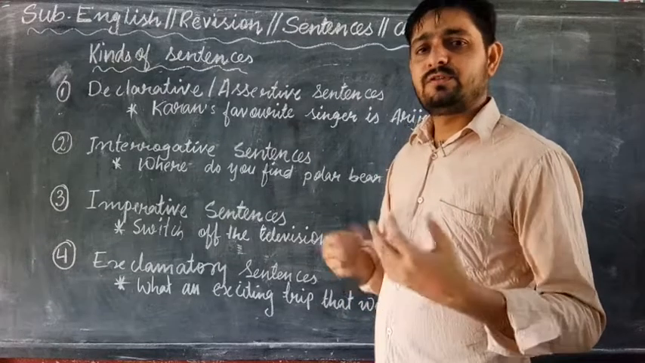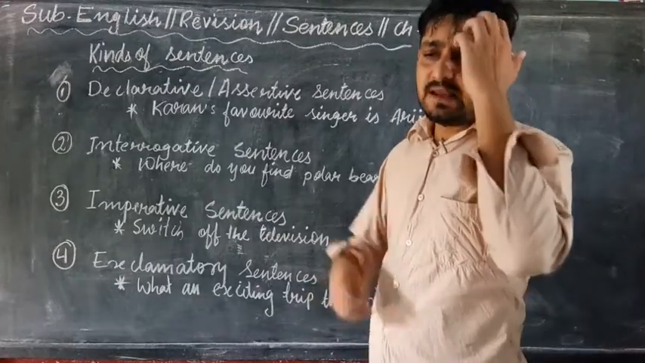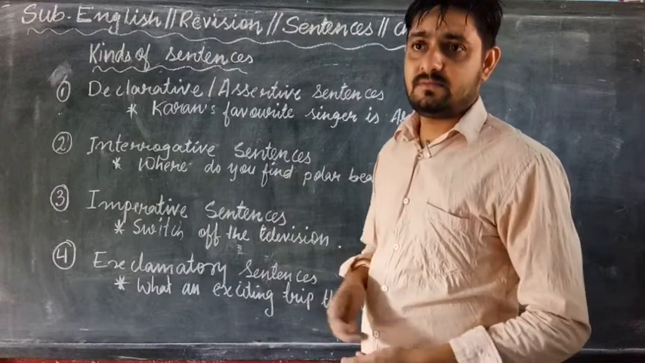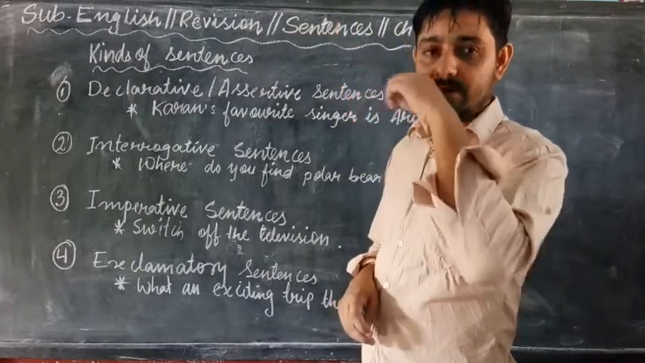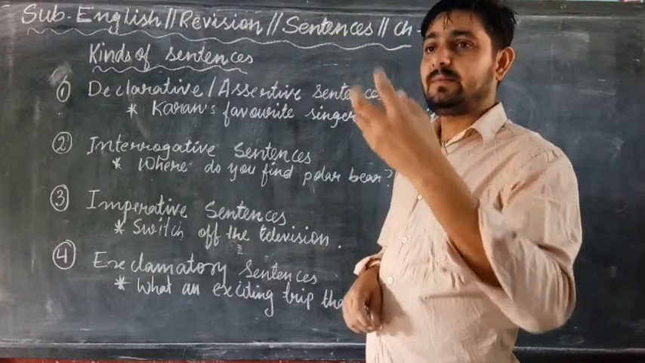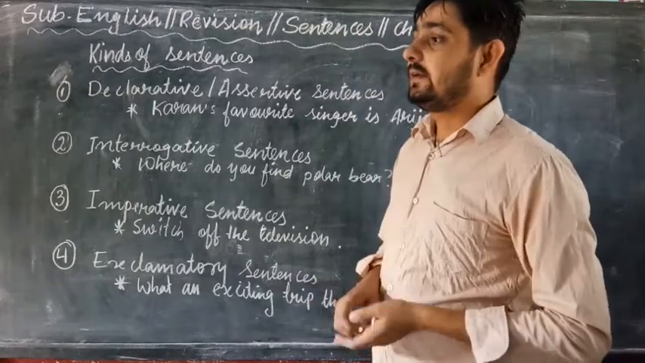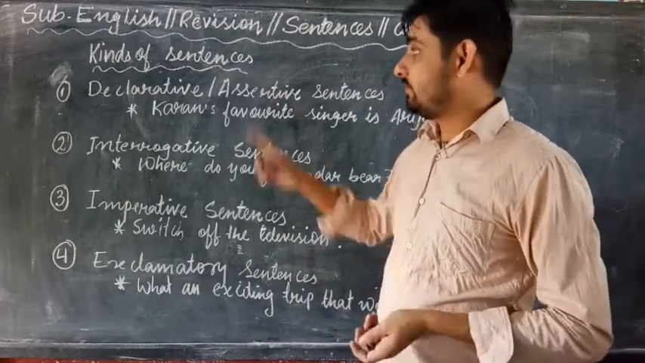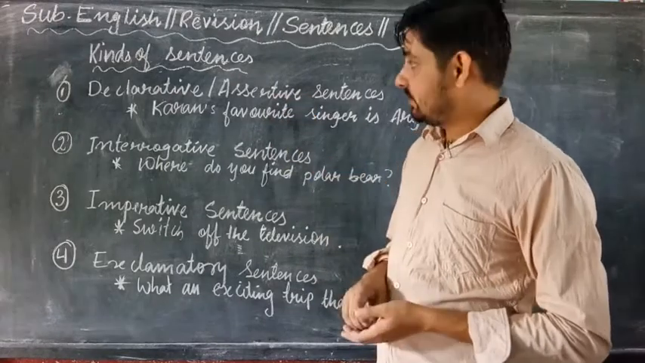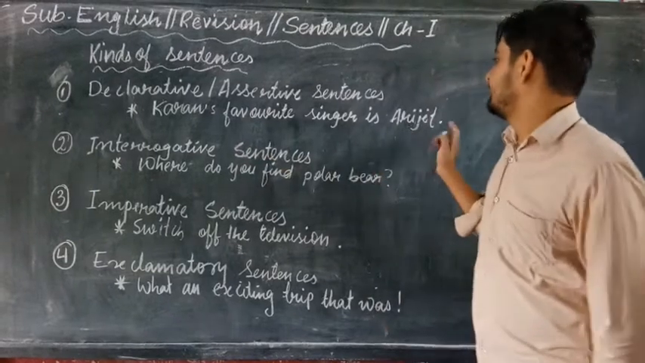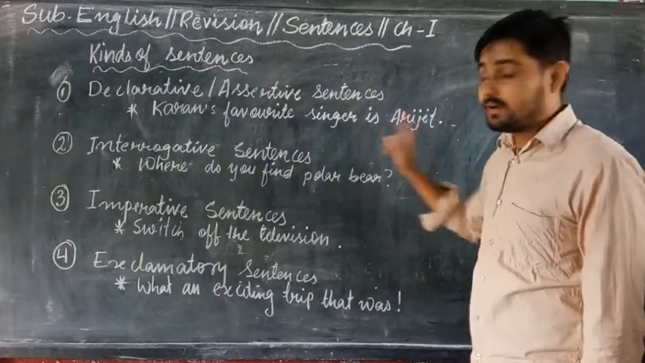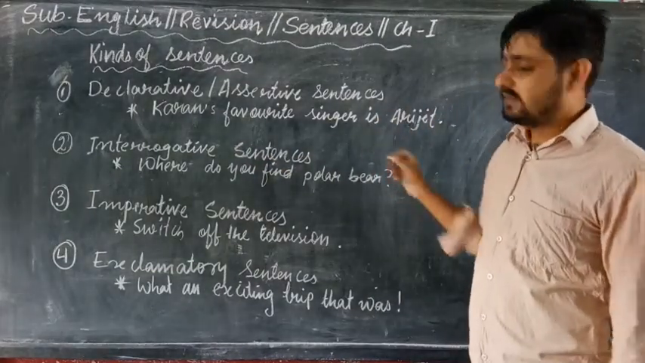It may be a positive statement or a negative statement, anything which tells us about a thing, about a person, about a place, anything that states or declares something, that is called a declarative sentence. Suppose one example I have written here: Karan's favorite singer is Arijit. So this is a statement.